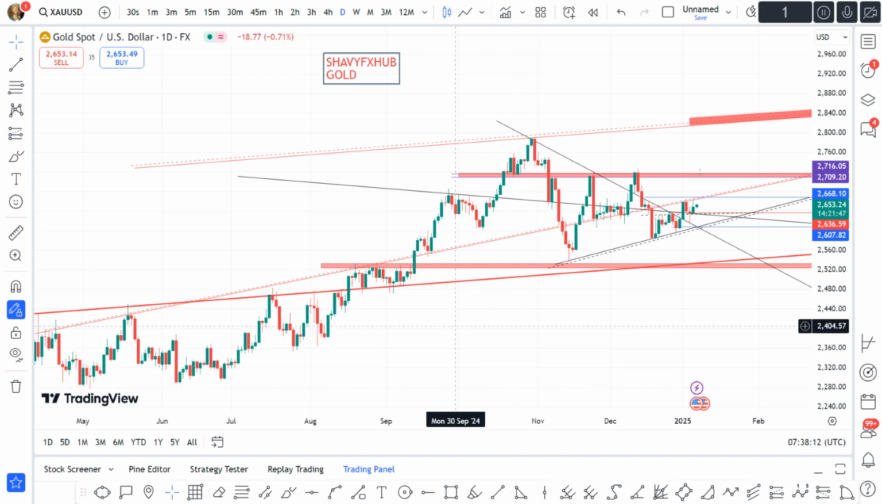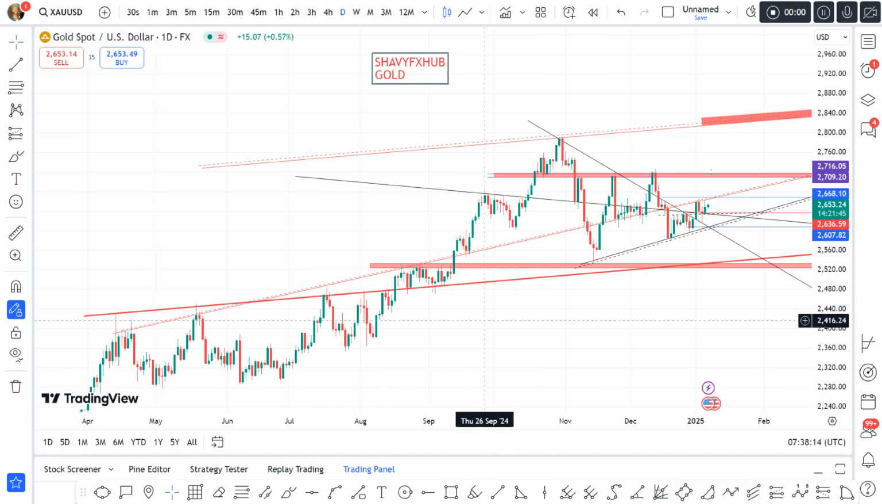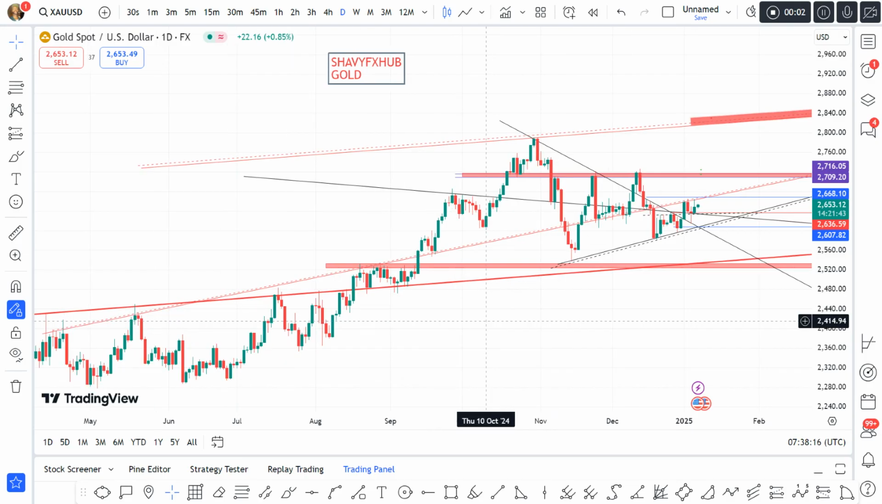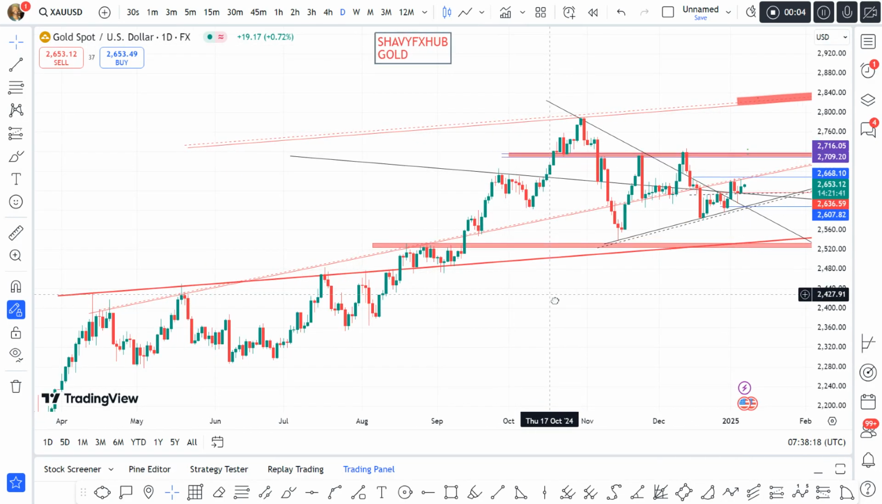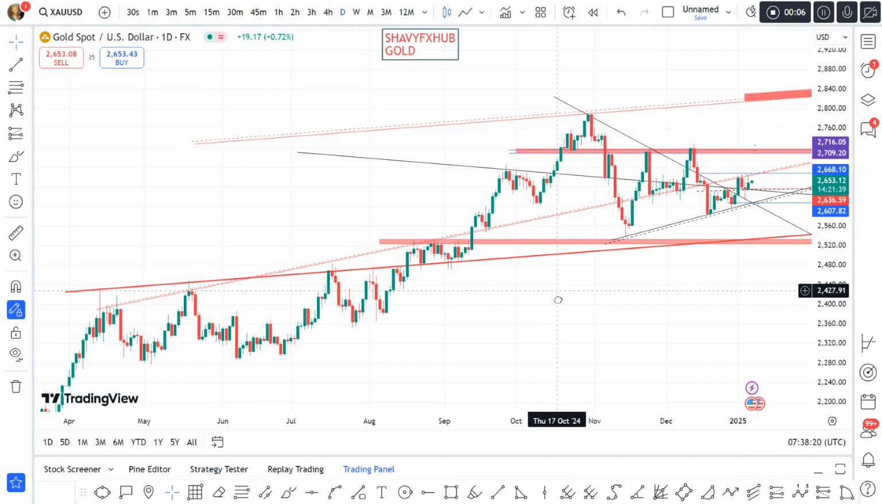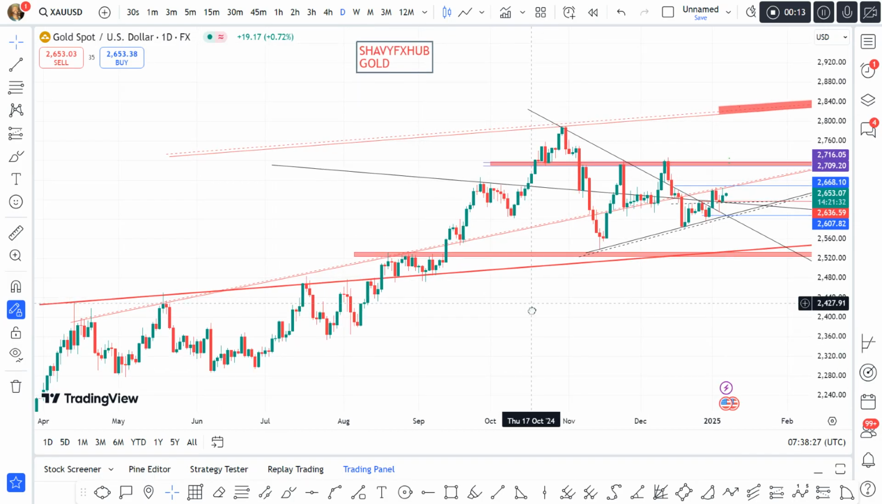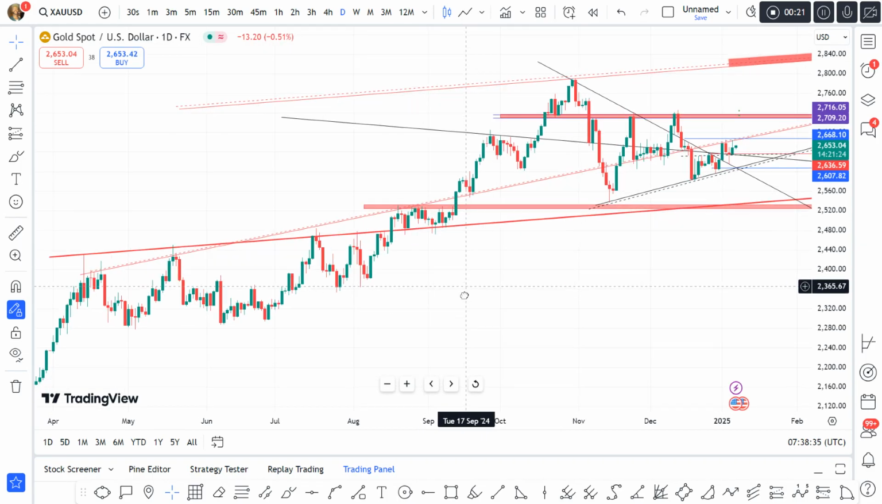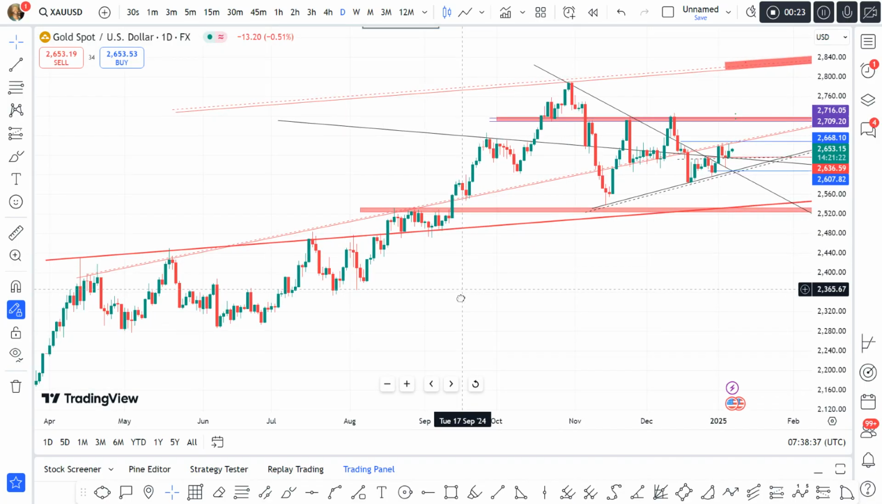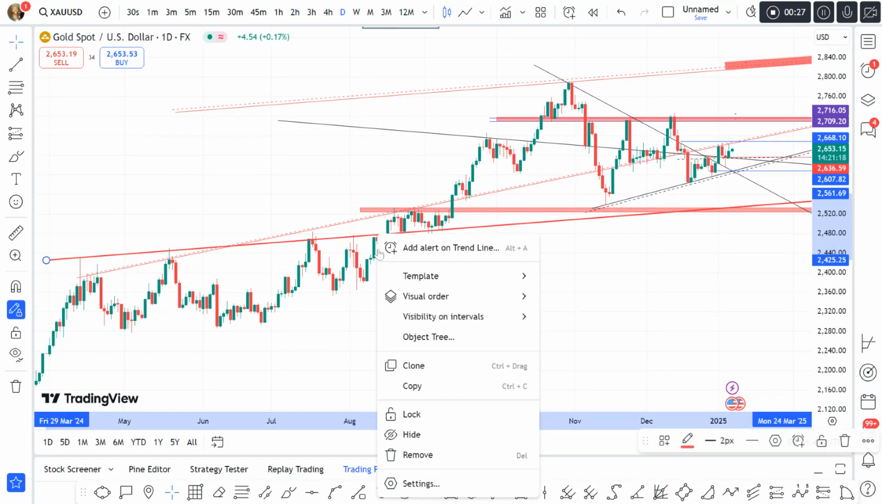So this is the daily chart of XAU USD, and I have shared this perspective before. I shared this perspective yesterday on FXStreet. So what I see technically from the structure on daily is something I need to share.